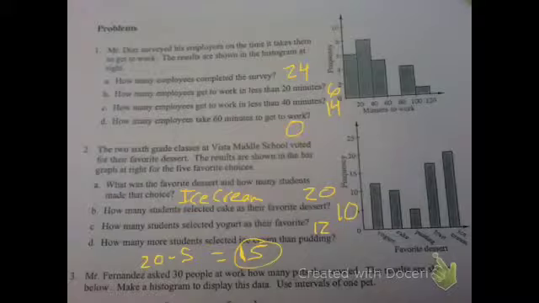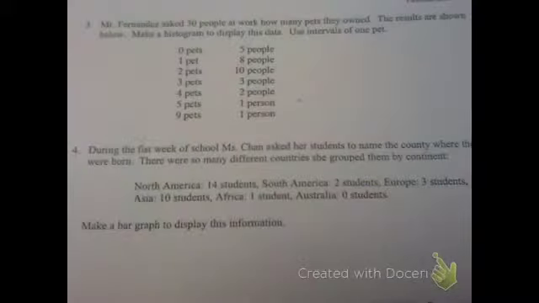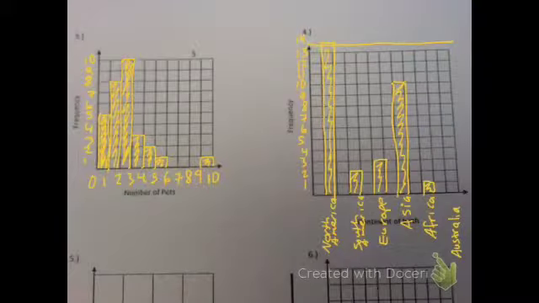The next one, how many more students selected ice cream than pudding? Well, pudding was about 5 tall, and ice cream, we already said was 20 tall, and so 20 minus 5 gives you 15. Moving on to the next part, you're supposed to make a histogram of this data here. And then on 4, you're supposed to make a bar graph of that data there. I did that on the side here.